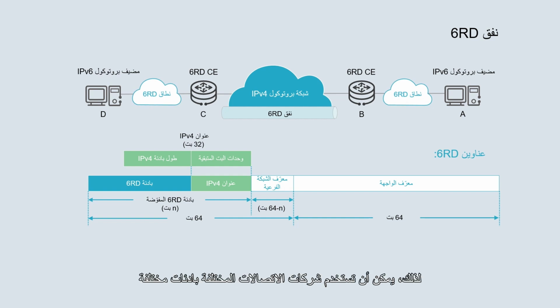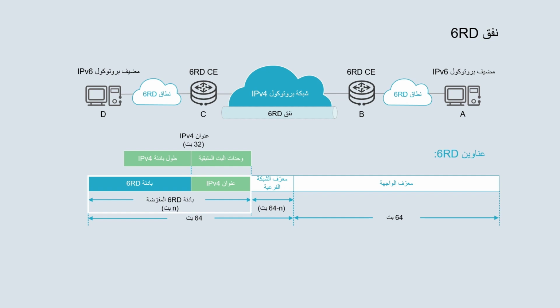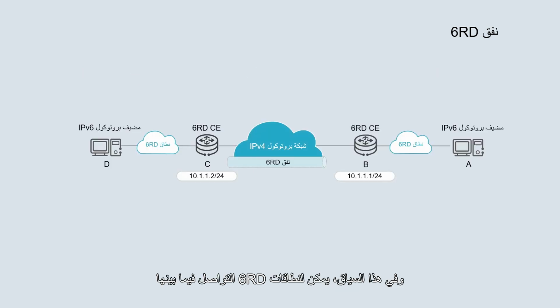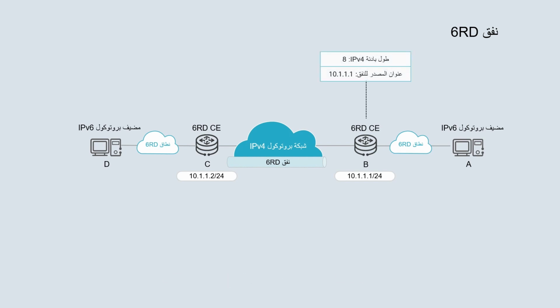Therefore, different carriers can use different prefixes to deploy 6RD tunnels. The 6RD prefix and part or all of the IPv4 address form the 6RD delegated prefix. The IPv6 addresses of all devices in the 6RD domain must contain the 6RD delegated prefix. In this context, 6RD domains can communicate with each other through 6RD tunnels.